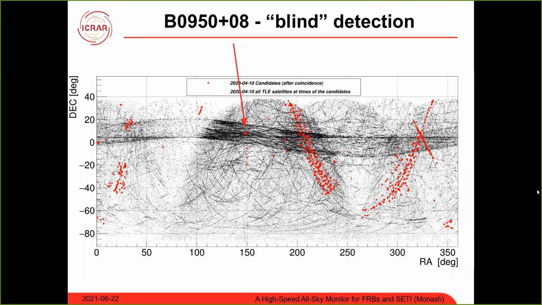But in the end, I did detect some astrophysical transients. Here you can see an example of such a detection, which is this grouping of points from the same data set. As you can see, there were a lot of transient candidates consistently at the same position in the sky, and this turned out to be due to pulsar B0950+08.